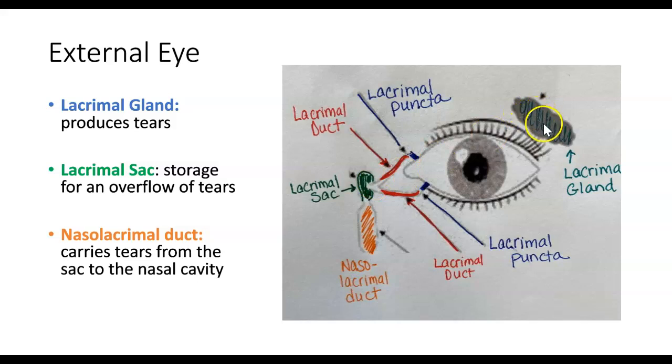So basically the lacrimal glands, and you can't see it here, but there would be a duct that's going to travel down in here through the lacrimal duct to the lacrimal puncta, and that is where the tears will start to flow. Then in this lacrimal sac it will hold any excess tears until it can drain down into your nose, into the nasal lacrimal duct. So we'll go from the gland to the puncta to the ducts to the sac to the nasal lacrimal duct.